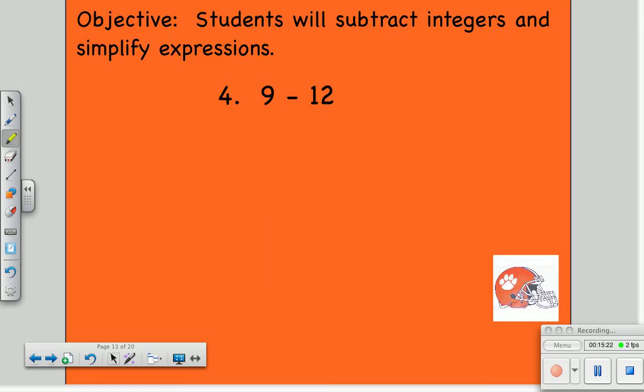Number 4, 9 minus 12. 9 plus, change subtraction to addition, change positive 12 to negative 12. I have different signs. I have a positive 9 and a negative 12. Subtract them. 12 minus 9 is 3. Positive 3 or negative 3? Well, let's decide. What do I have more of, positives or negatives? I have more negatives. So the answer is negative 3.